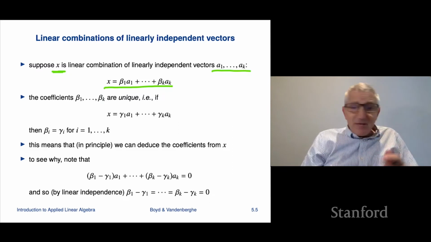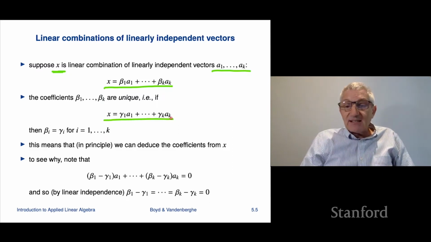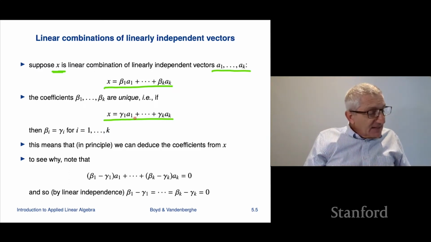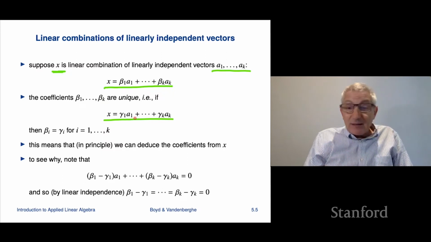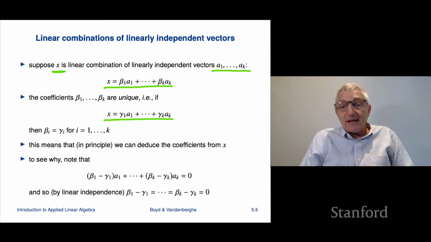And what that means is this. Suppose X had a different representation. So here I've written X as a linear combination with a set of coefficients gamma 1 up through gamma K. Then what we're saying is, if that's true, the only way that's true is if gamma 1 is beta 1, gamma 2 is beta 2, and gamma K is beta K.